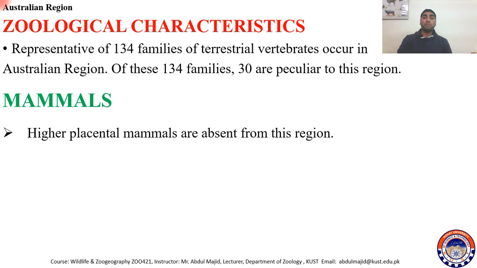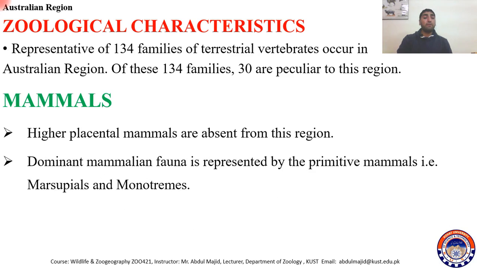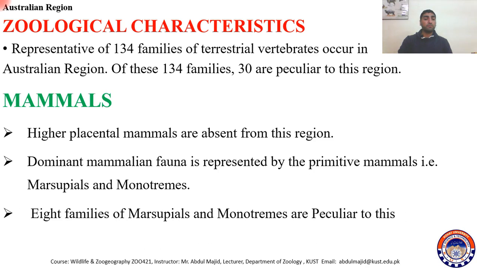Higher placental mammals are absent from this region, as we talked about. The dominant mammalian fauna is actually represented by primitive forms like marsupials and monotremes. Monotremes are egg-laying mammals, like the duck-billed platypus and the spiny anteater. The 8 families of marsupials and monotremes are peculiar to this region.